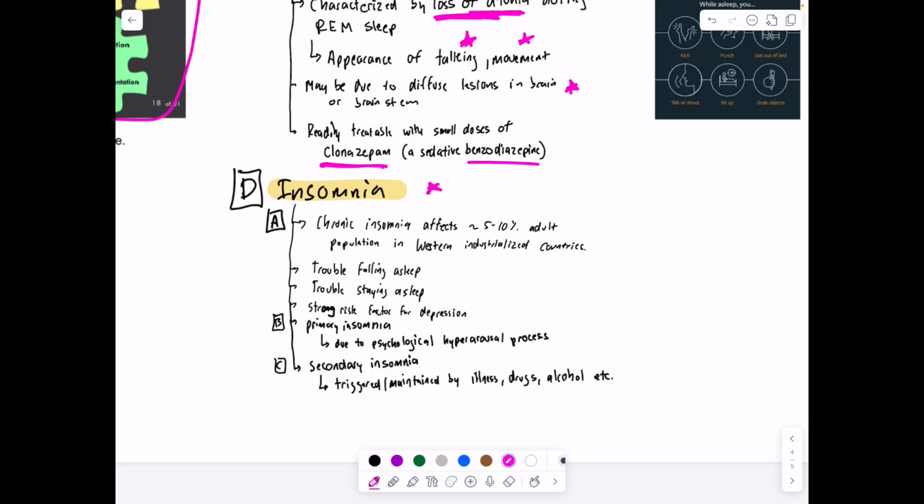All right, then finally you have insomnia. It's very present, 5 to 10% of adults in Western industrialized countries. Trouble falling asleep, trouble staying asleep, stronger risk for depression. You have 2 types. You have primary insomnia due to psychological hyperarousal processes, so think something wrong with the brain. And then secondary is triggered and maintained by illness, drugs, alcohol, etc., more lifestyle things.